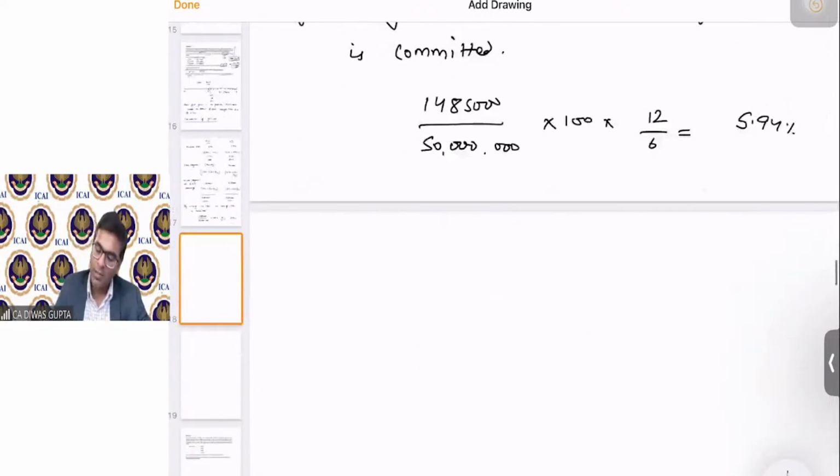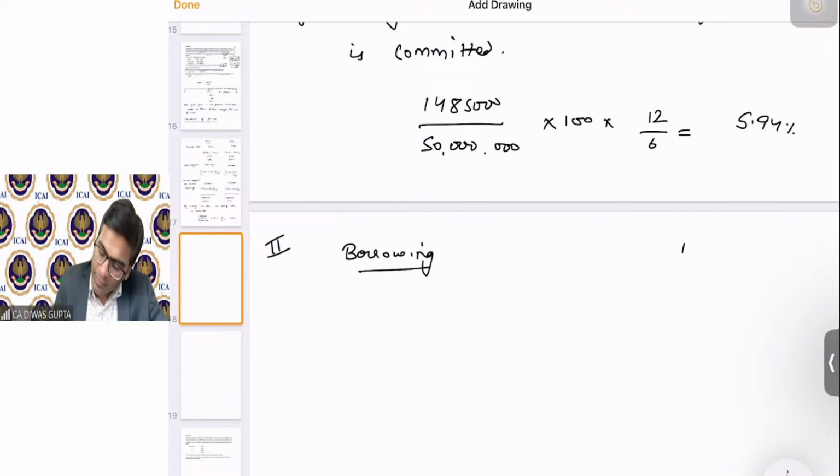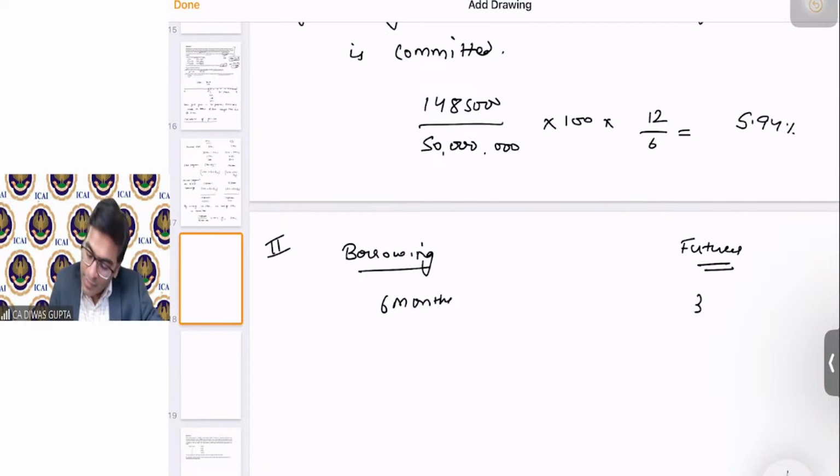Now, students, coming to the second part. First part is done. Second part of this question is related to futures. Now, let us understand, students, there is a borrowing and there is a futures, right? So, there is a borrowing need of 6 months. However, the futures are available for 3 months.